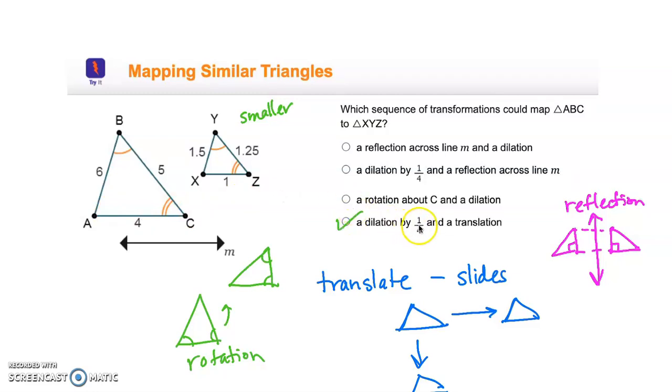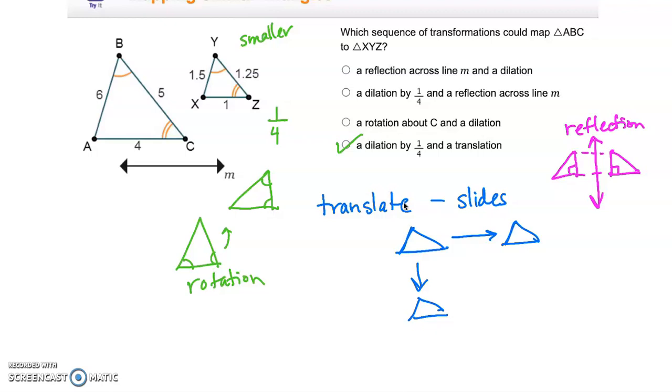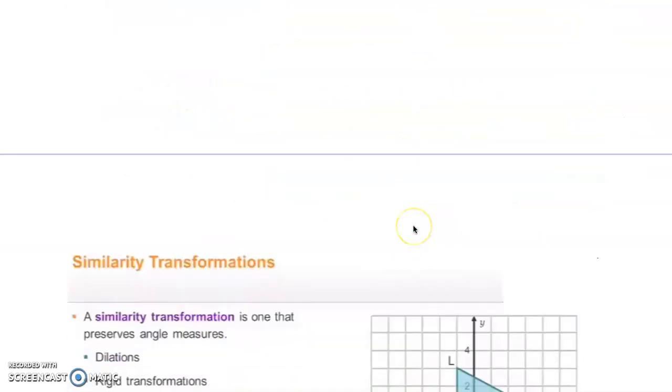And we know it's a dilation by 1/4 because if we take the ratio of the sides, the new image over the original, and we'll just do the one with 1 and 4, XZ over AC, that's 1/4. And if you did 1.25 over 5 or 1.5 over 6, it would have the same proportion. So that's the type of transformations and the sequence. So first we dilated it by 1/4 and then translated it over.